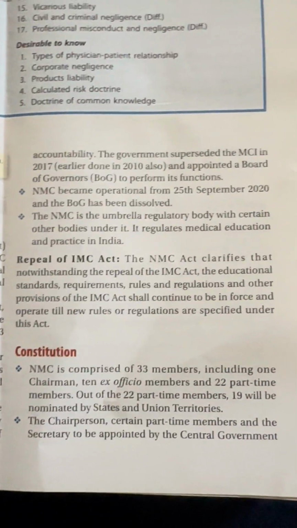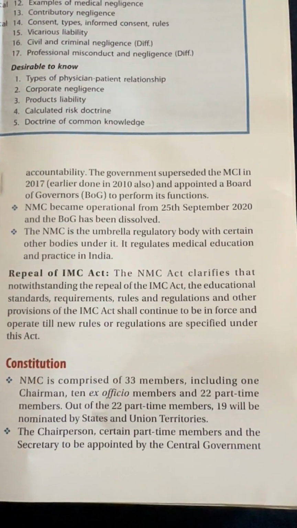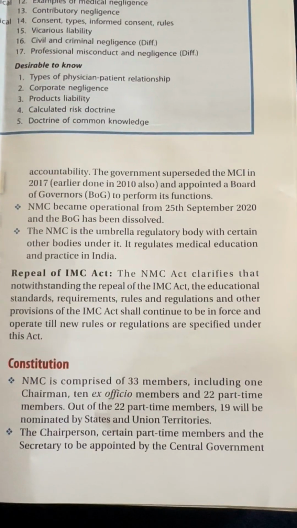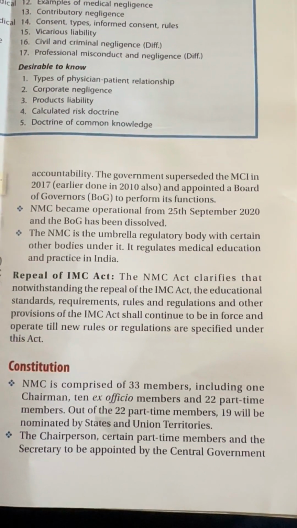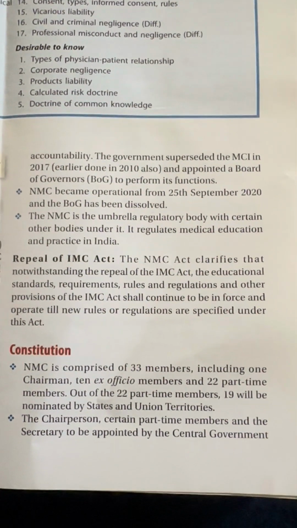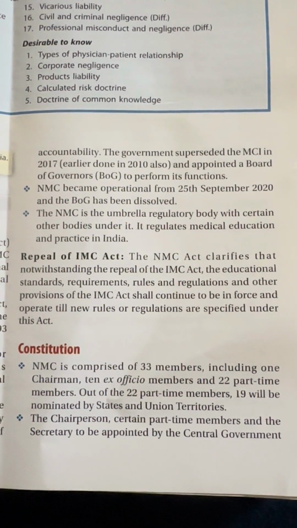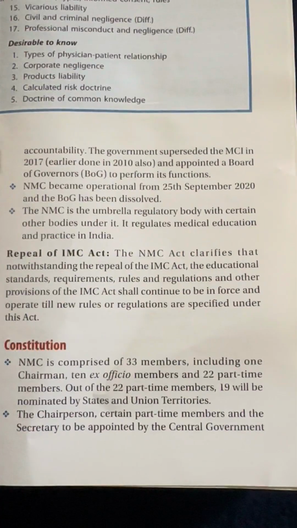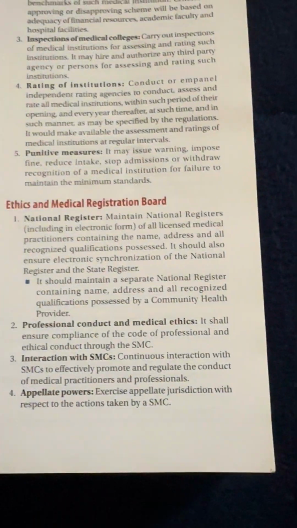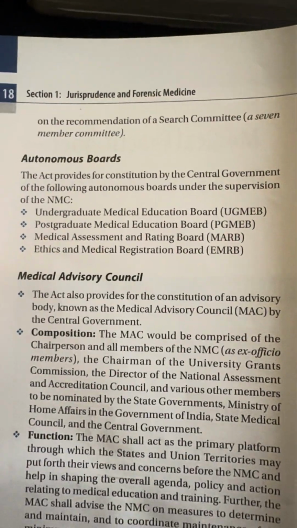Constitution. The National Medical Commission has 33 members, including one chairman, 10 ex officio members, and 22 part-time members. Out of the 22 part-time members, 19 will be nominated by the states and the union territories. The chairperson, certain part-time members, and the secretary are to be appointed by the central government on the recommendation of a search committee, a several-member committee.